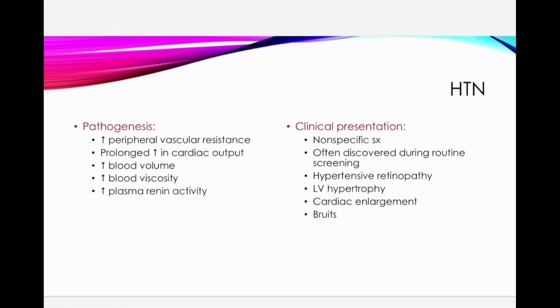So pathogenesis: what causes hypertension? Obviously, increased peripheral vascular resistance. Makes sense. What are we increasing in this case? Afterload goes up because we're increasing peripheral vascular resistance. With the increased afterload, what does our heart have to do now? Increase its pressure to overcome that, and that's what high blood pressure is in one case.